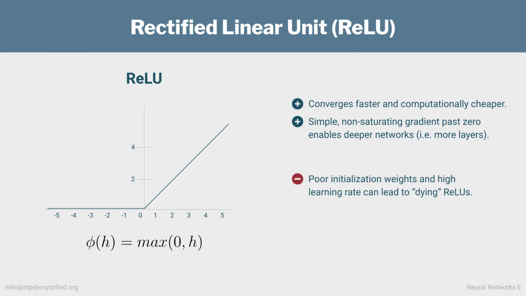But poor weight initialization and a high learning rate can lead to dying relus. This is where a unit outputs only 0. This can happen when the weighted sum, so input times weights, becomes negative for all training instances. Because the gradient then becomes 0, the weights no longer update, the unit stops learning.